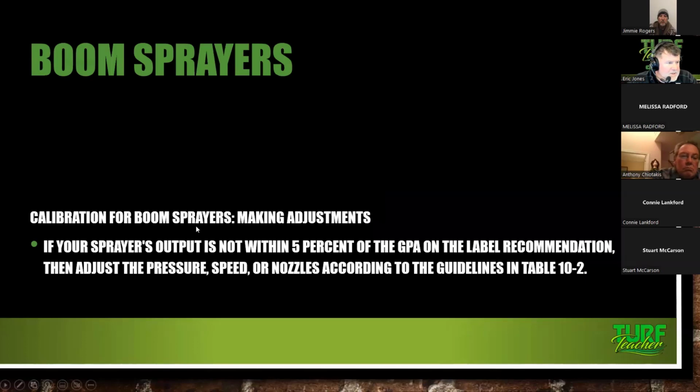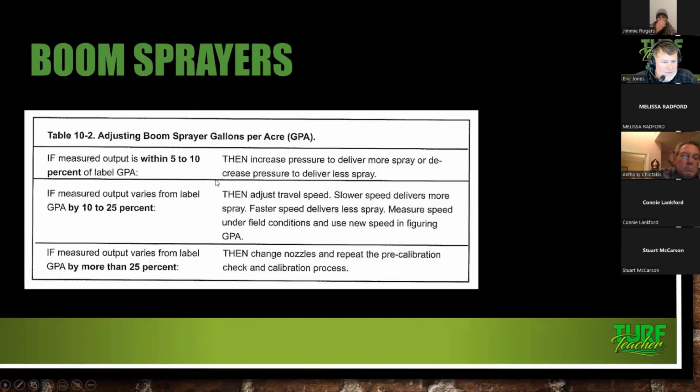If we're going to make some adjustments to the calibration for the boom sprayer, and your sprayer's output is not within 5% of the GPA on the label recommendation, adjust the pressure, speed, or nozzles according to table 10.2. For 5 to 10%, increase the pressure to deliver more spray, or decrease pressure to deliver less of it. If it's between 10 and 25%, adjust your travel speed. If measured output differs from the label GPA by more than 25%, change your nozzles and repeat your pre-calibration check and calibration process. And so, guys, that kind of wraps up the course.